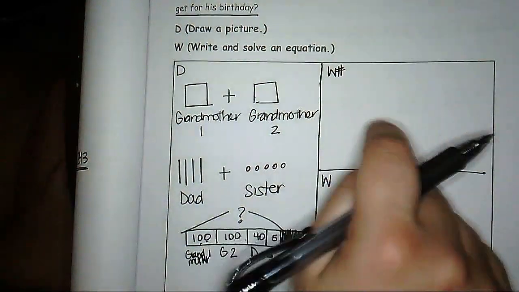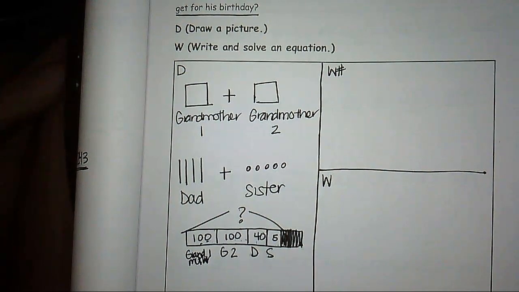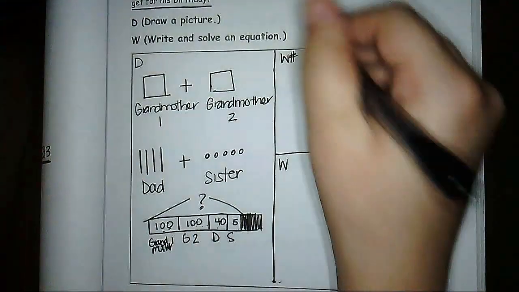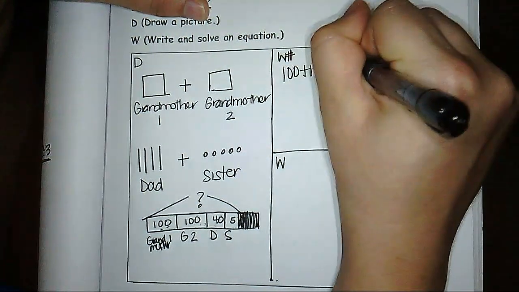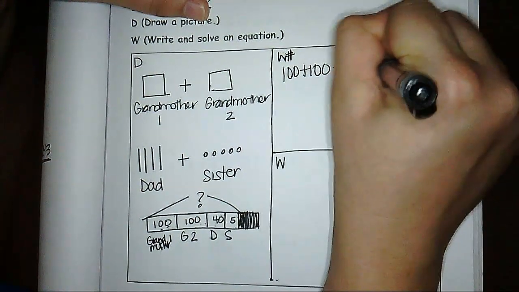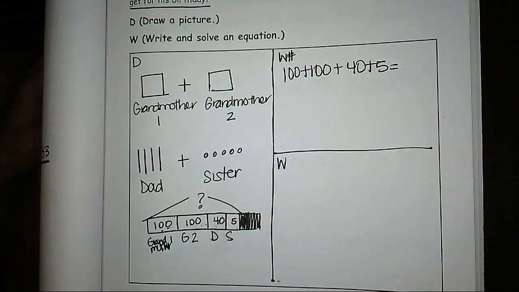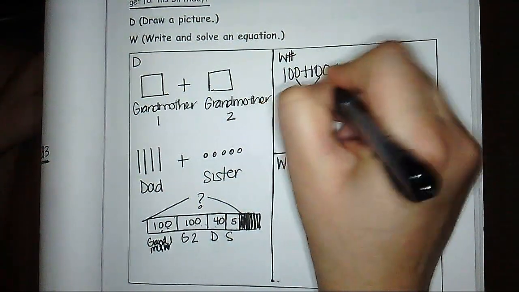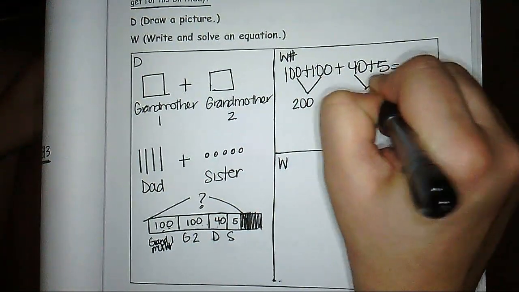So, what number sentence? Oh, we did it in 2 minutes. Great job. What number sentence could I write, boys and girls? Write it. Here's what I have. Let's solve it. 100 and 100 makes 200, 40 and 5 makes 45.